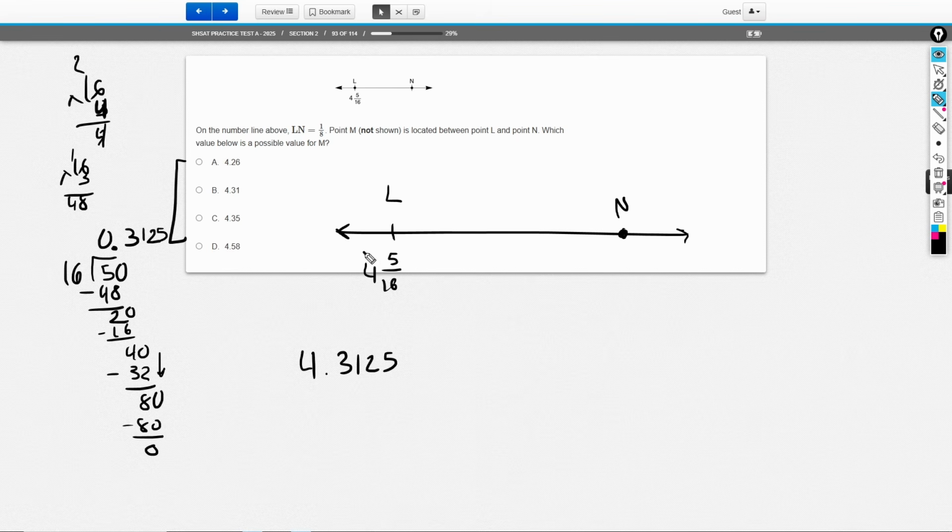So technically, we can say that L is actually at 4.3125. And we know that LN is equal to 1/8. So the distance between L and N is 1 over 8. Remember that 1/8 is equal to 0.125.